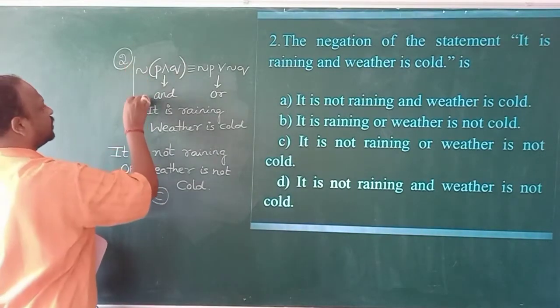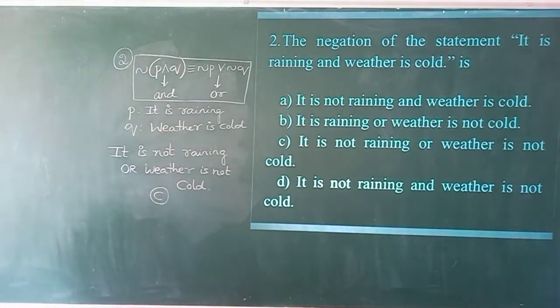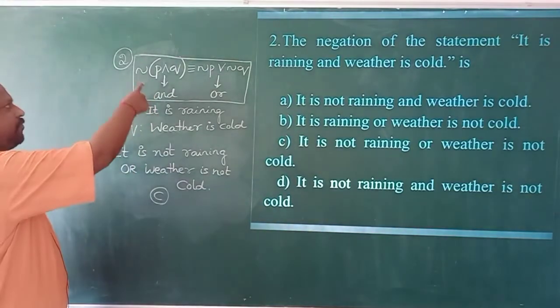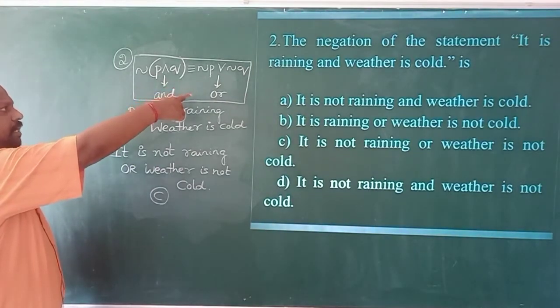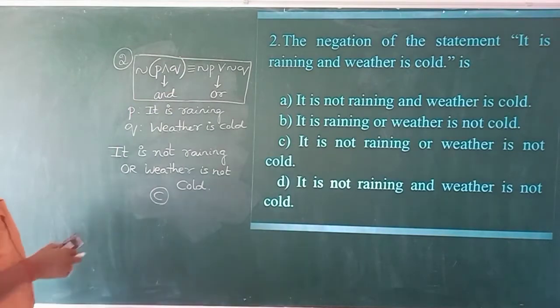So this is the important formula. You should remember, negation of P and Q is logically equivalent to negation P or negation Q, and vice versa. If it is negation of P or Q, it is logically equivalent to negation P and negation Q. We'll go for next one.